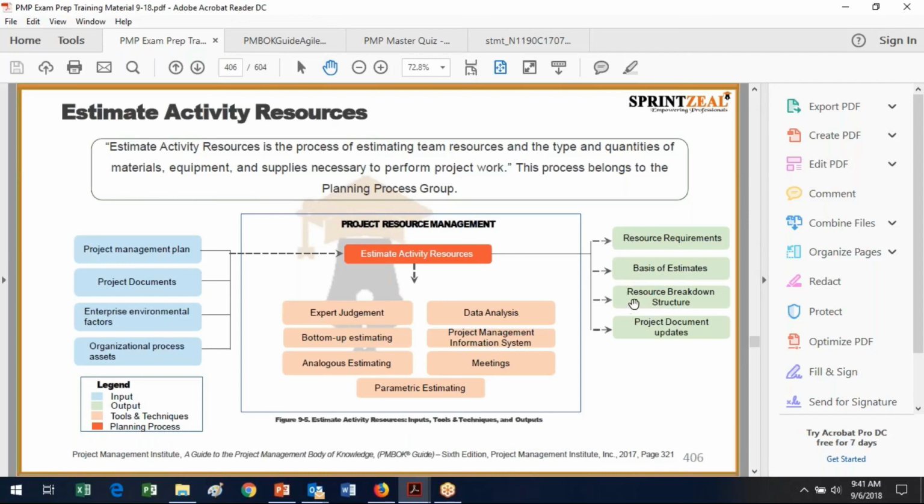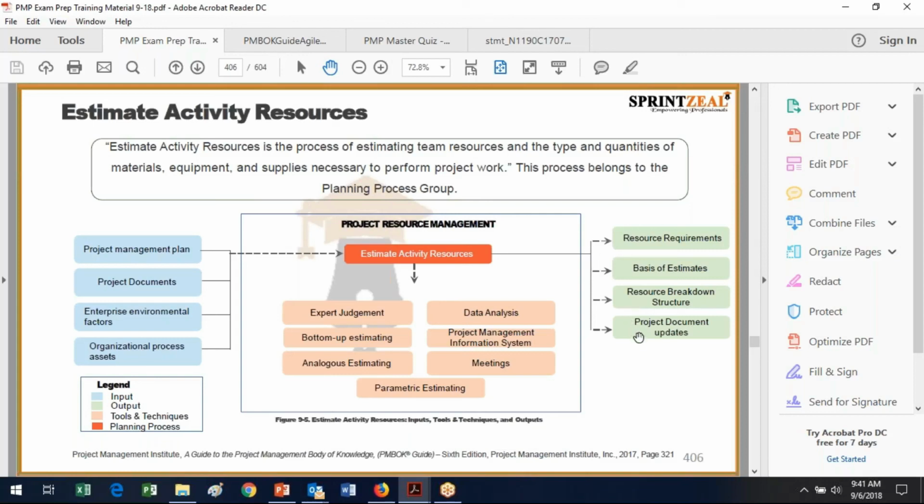We need a resource breakdown structure. So just like we break down our work, we've got to break down our resources. So say we need, I don't know, 1 million linear feet of wood. Well, that's nice to know we need a lot of wood, but how many 2x4s, how many 4x8s, how much plywood, et cetera, et cetera.